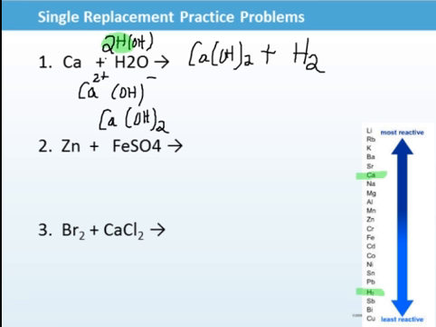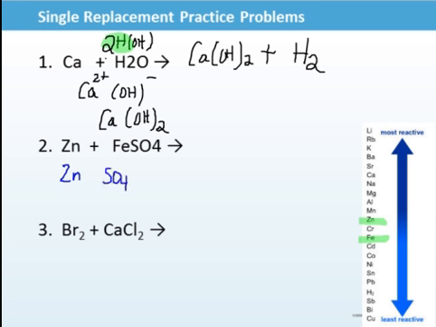Number 2, we see zinc plus iron sulfate. So let's go ahead and see if we can find these. So let's find zinc. Oh, there's iron. Where's zinc? Zinc is on this one, right? Oh, there it is. Okay. So is zinc higher than iron? Yes, it is, which means zinc will form a bond with SO4.